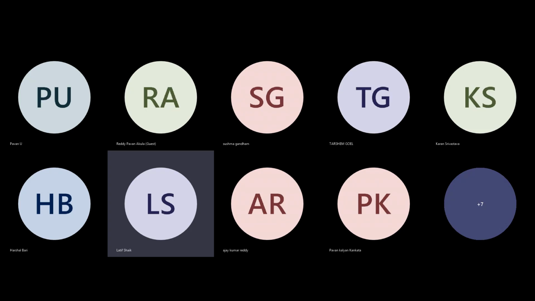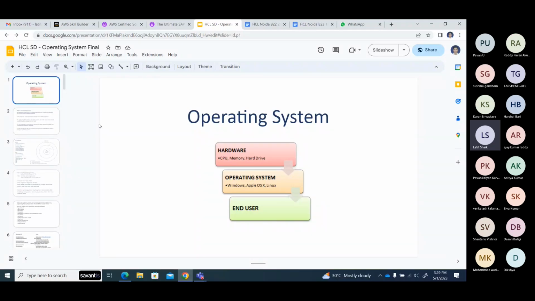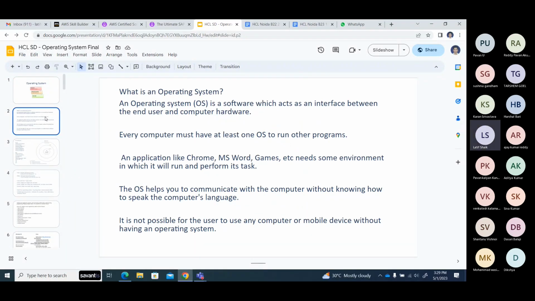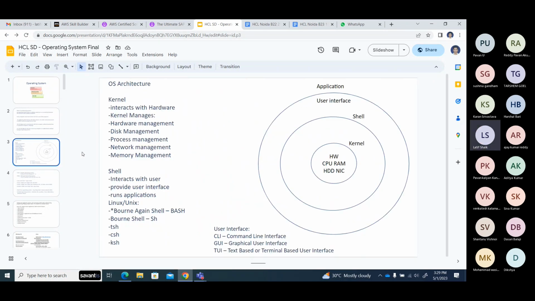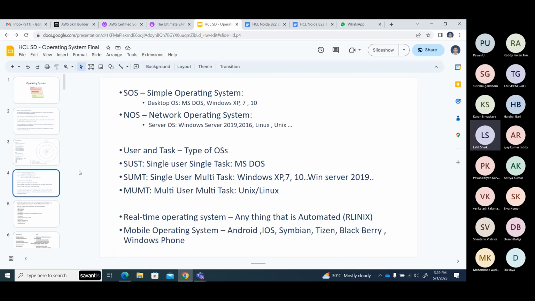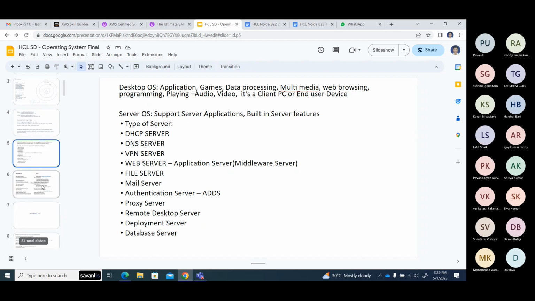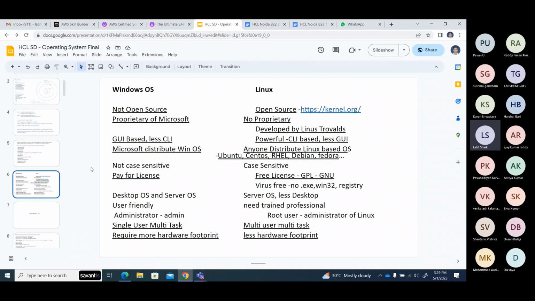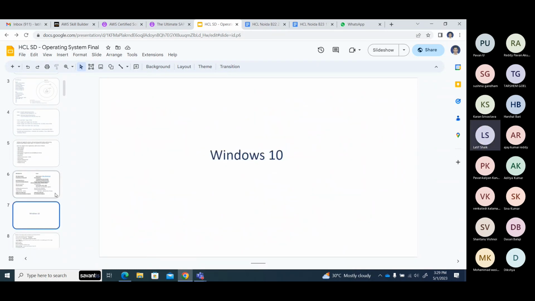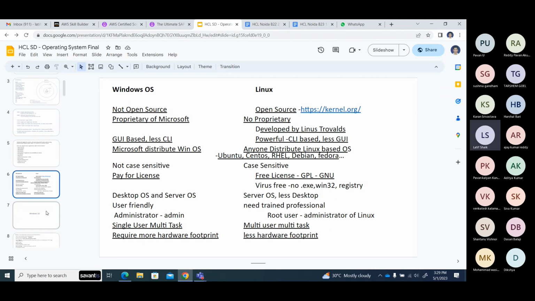So, a simple overview, guys. First important is what is an operating system, and the architecture of an operating system. Generally, what is kernel and what is shell? Different types of operating systems, and what is meant by desktop operating system and server operating system. The difference between Windows and Linux. So these are the basics of operating system.